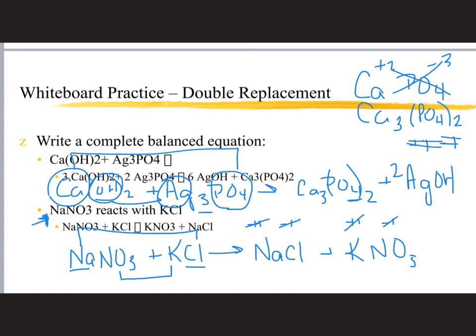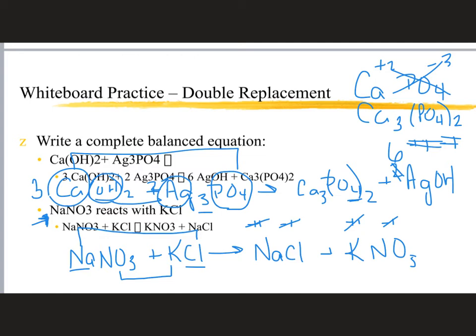Well, what's the best thing that I can go up to, which will accommodate both of those? It's kind of like least common denominator. I'm going to make it a 6. So I need 6 silvers. And if these come in 3s, then I need 2 Ag3, which would be 6 total. So now that's going to mess up the hydroxides that I just fixed. So now if I need 6 total hydroxides where they came in pairs, I'm going to need 3 calcium hydroxides to get to 6 hydroxides.